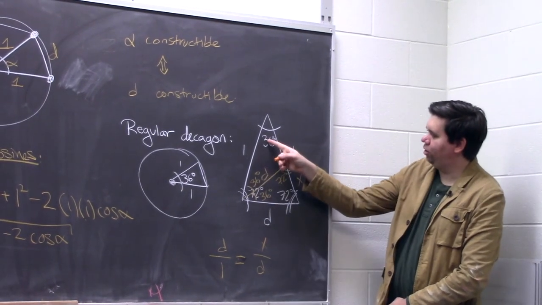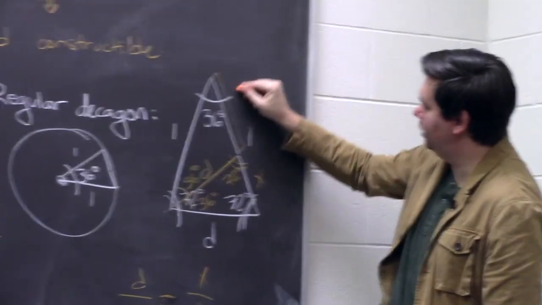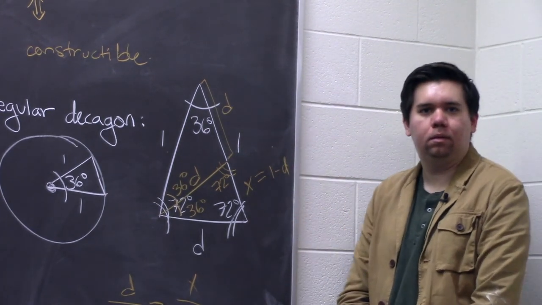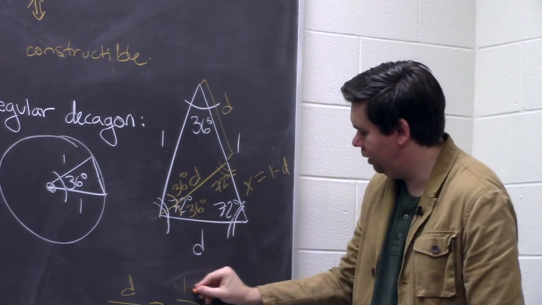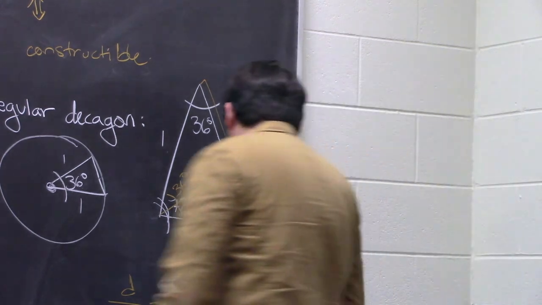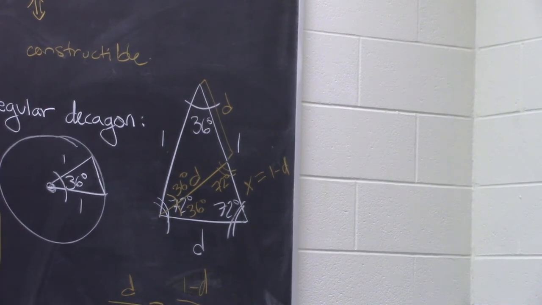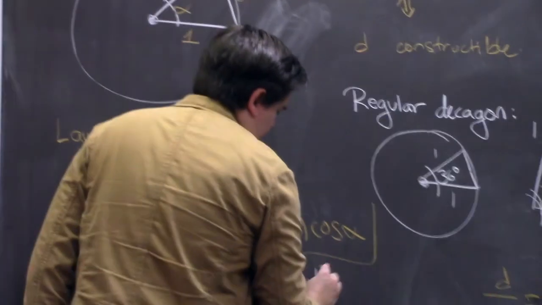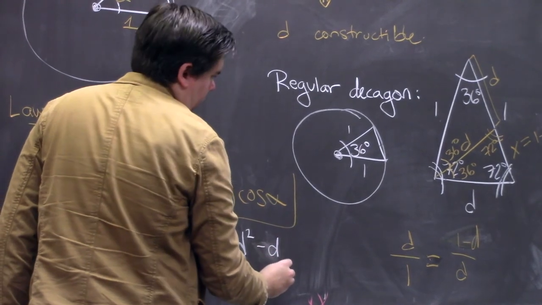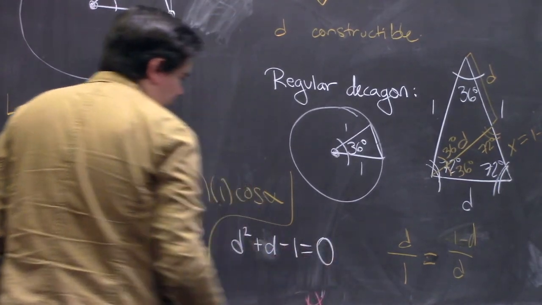Here we have a 36 degrees, so this is an isosceles triangle as well. So this length here must be d as well. So your x must just be 1 minus d. So this is just 1 minus d. Cross multiplying, we get d times d, d squared, is equal to 1 minus d. That is, d squared plus d minus 1 is 0.